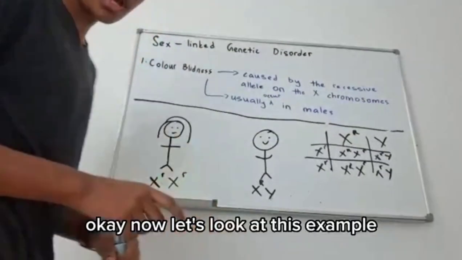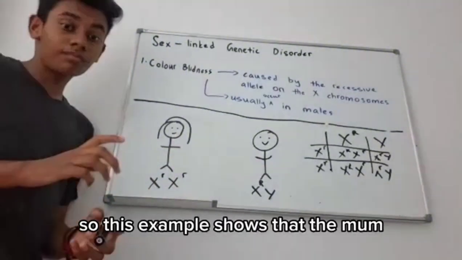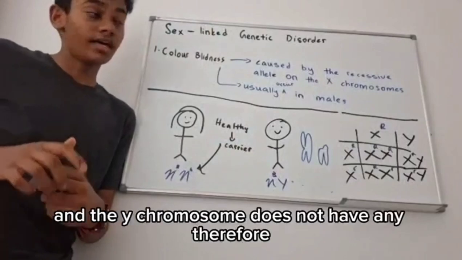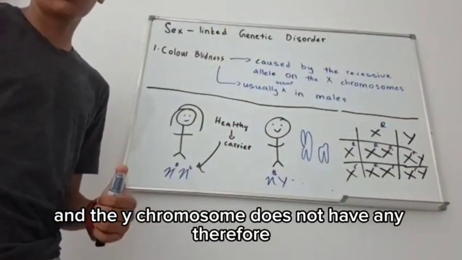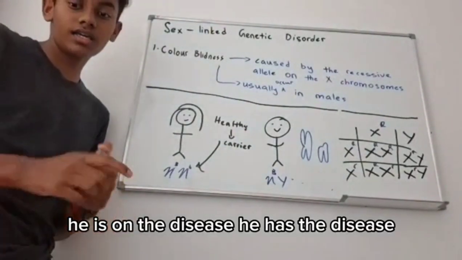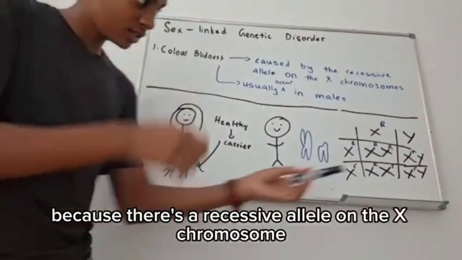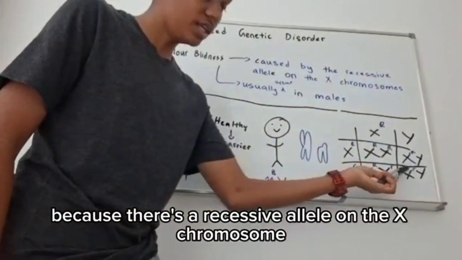Okay, now let's look at this example. So this example shows that the mom's X chromosome has a recessive allele and the Y chromosome does not have any.